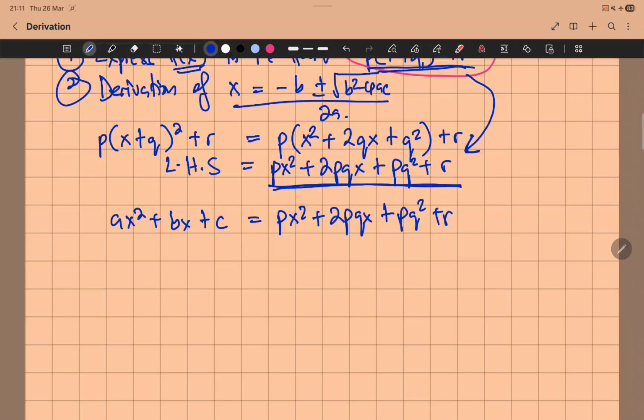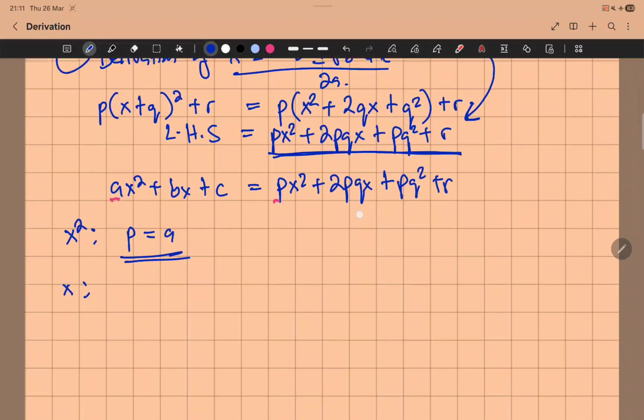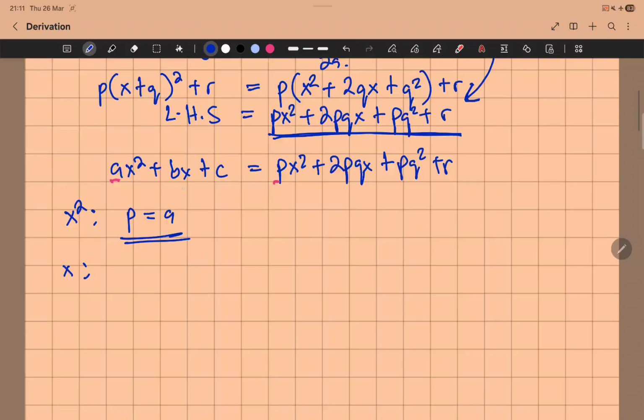So let us compare the coefficients of x squared first. So on the left hand side the coefficient of x squared is a, on the right hand side it is p. So in other words, what it means is p is equal to a. Let us compare the coefficients of x. On the left hand side we have b, right? On the right hand side we have 2pq.